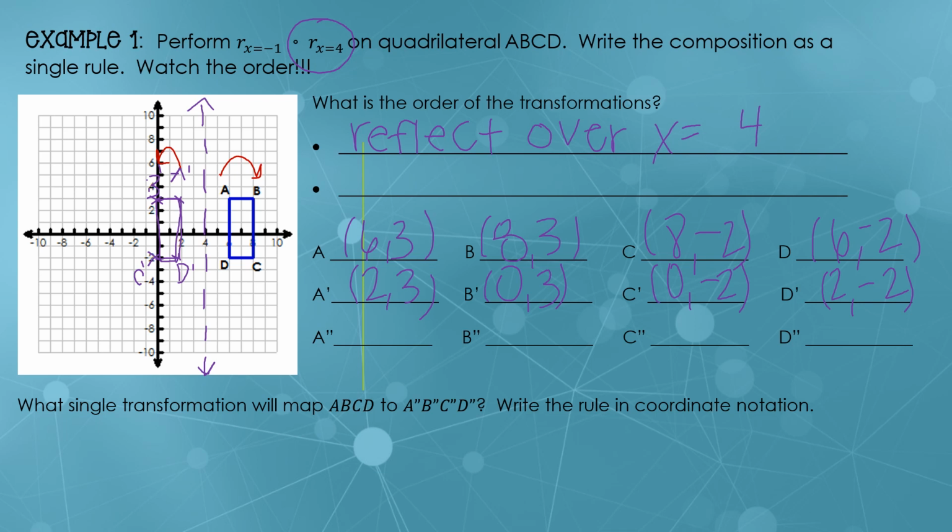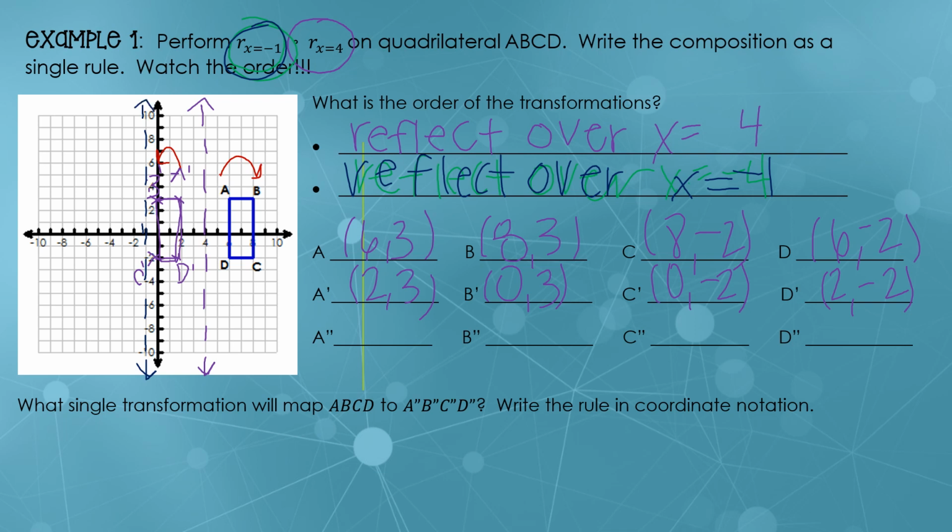Okay, so what we're going to do now is we're going to take our new image and we are going to perform the second transformation, which is a reflection over the line x equals -1. Let me change that color, it's pretty hard to read. And that says -1. Okay, so I'm going to go to where x is -1, just right here, and I'm going to draw a vertical line through x equals -1.